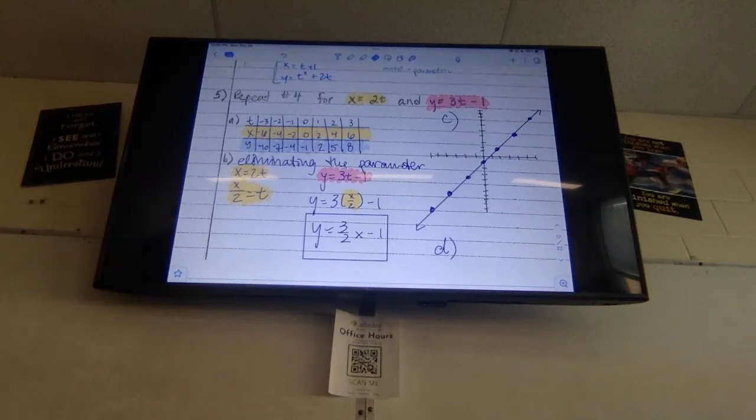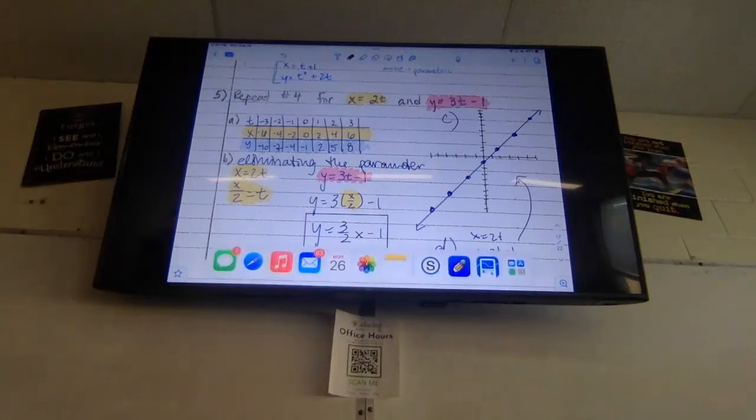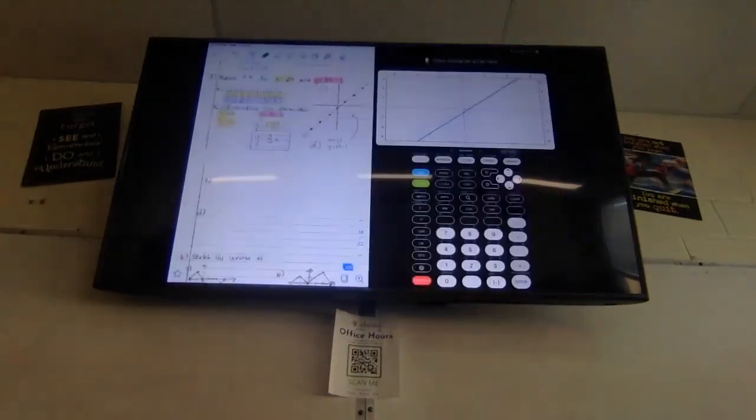What I'm about to do is go graph this in the calculator. I'm going to graph my original equations, x equals 2t and y equals 3t minus 1. And I want to see what I graphed by hand, which should be the exact same thing as if I graphed my 3 over 2x minus 1. You guys ready to go back to the calculator? Okay. I think I can share them both at the same time. Okay, cool.